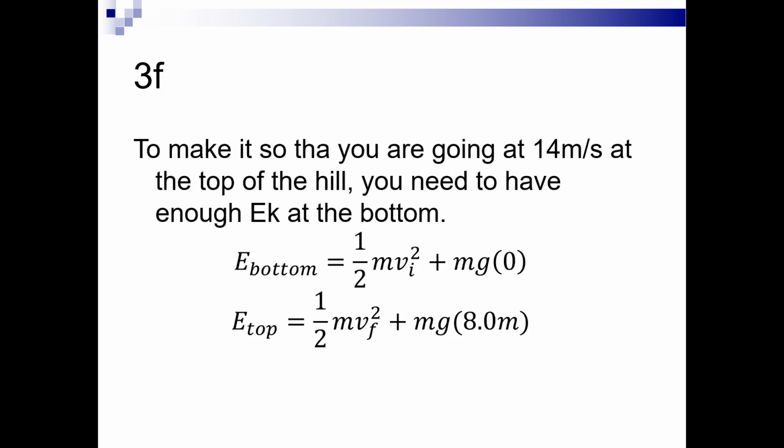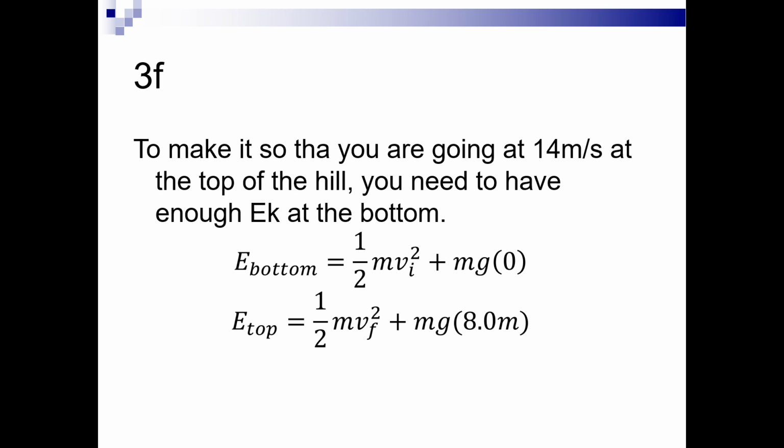So then, if I want to be going at 14 meters per second at the top of the hill, I need to figure out how much kinetic energy I'm going to have at the bottom of the hill. So I write out the total energy at the bottom of the hill, which is 1/2 mv squared plus mg times 0. And then at the top of the hill, we have our final velocity, but we also have our 8 meters. And our final velocity is going to be 14 meters per second. The initial velocity is what we're trying to find there.